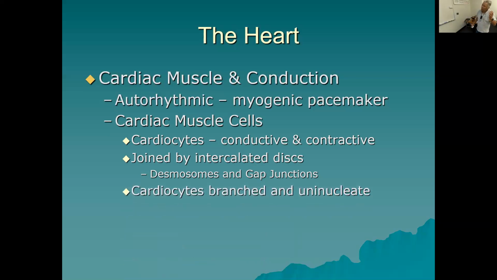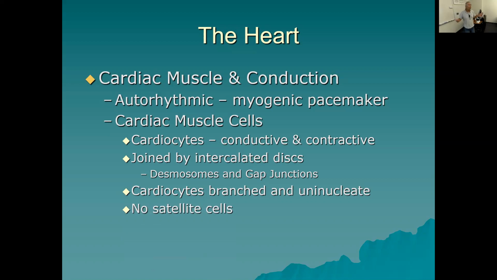Okay, first, what do cardiocytes look like? They're branched and uninucleate. All right, they're striated, and they have really the same arrangement of myofilaments as in skeletal muscle, and they have sarcomeres. But unlike skeletal muscle cells, which are long and cylindrical, they are short and branched. And different from skeletal muscle cells, which are multinucleate, cardiocytes are uninucleate. They have one nucleus, right? And essentially no satellite cells.